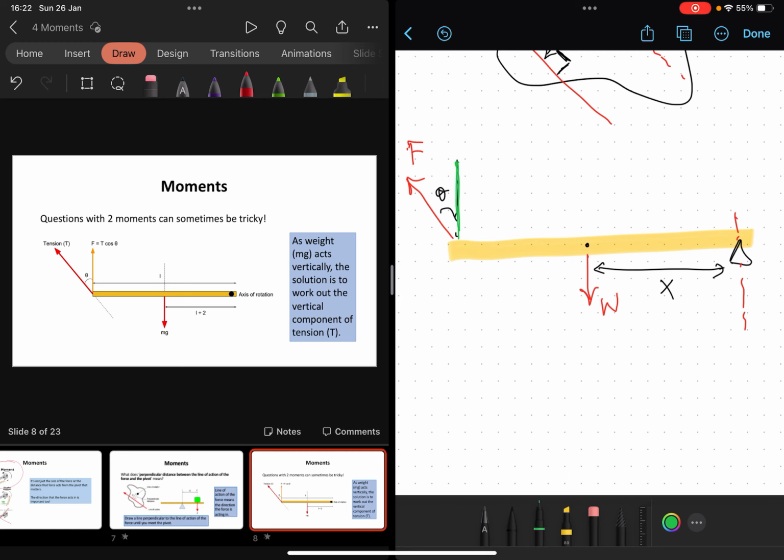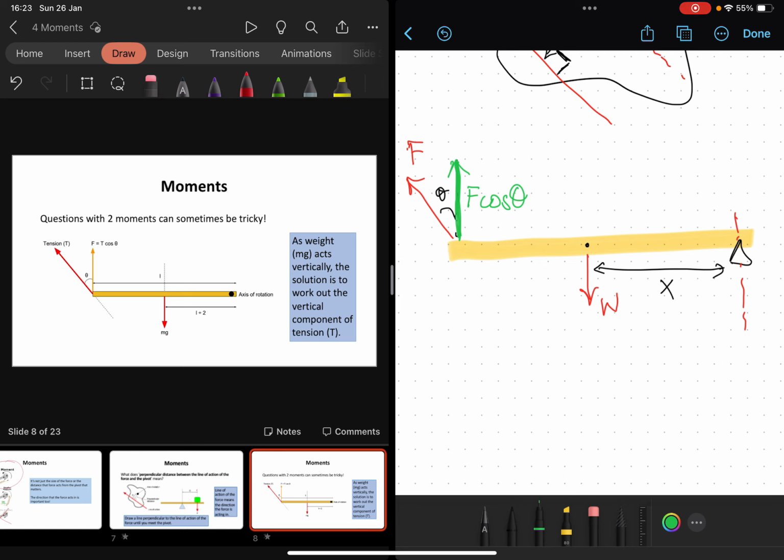That is the line of action of that force. So I need to know how big that force is. And it looks like it's the adjacent of a triangle, so it is F cos theta. That is the vertical component of the red force vector, and that's the component that I'm interested in.